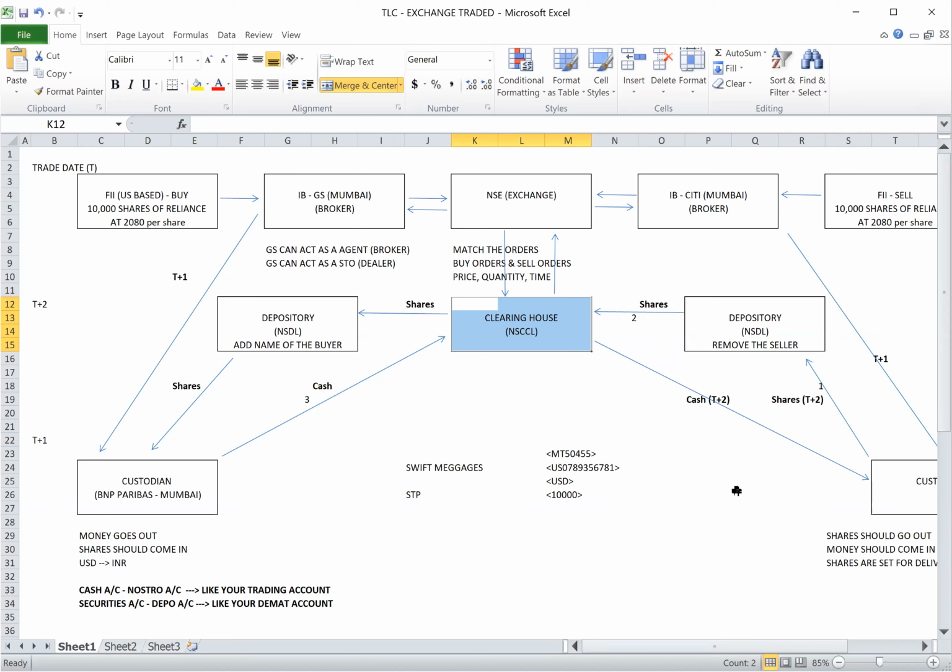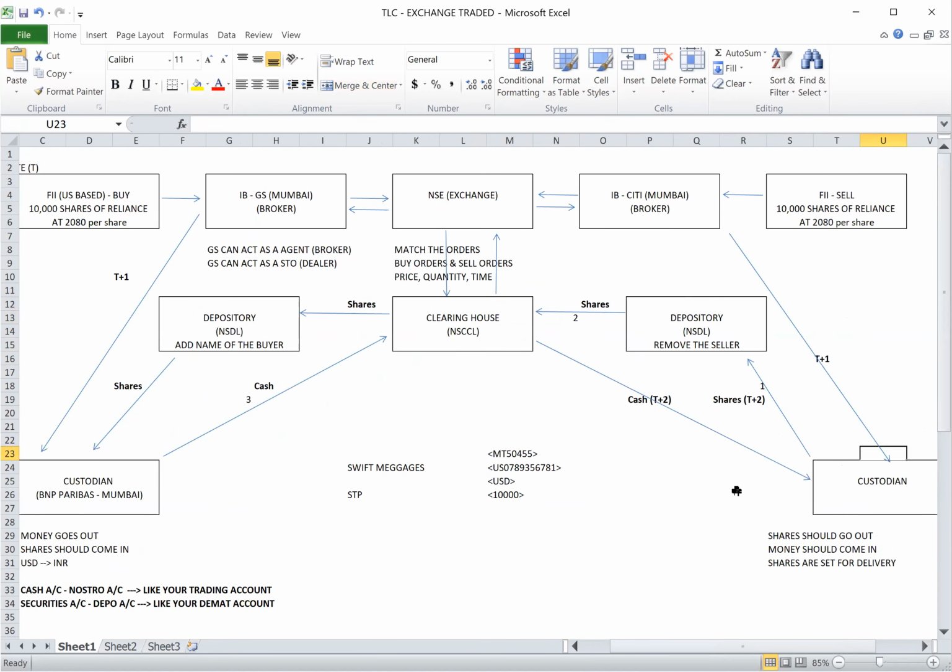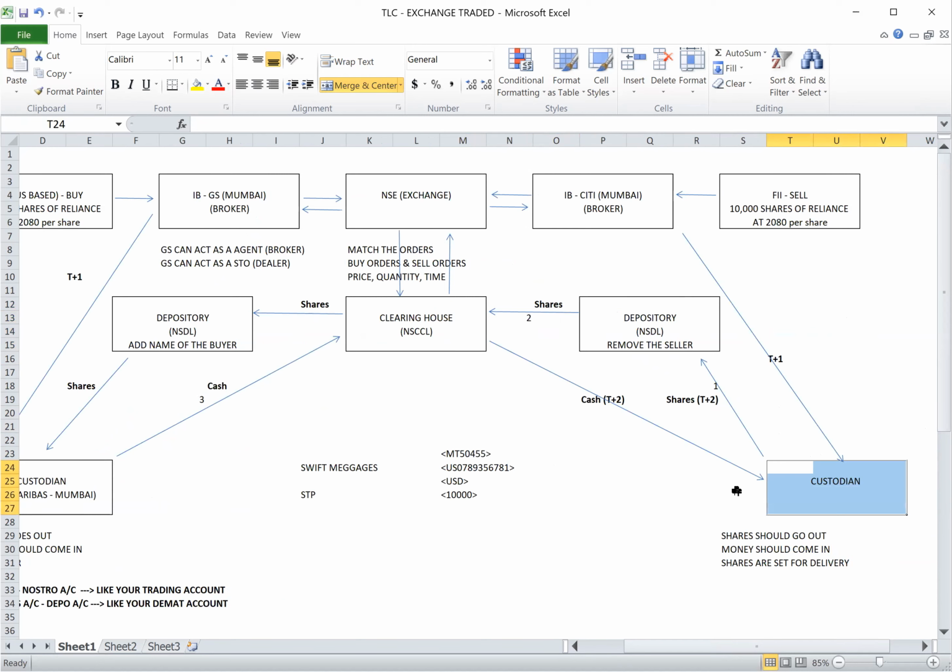Depository part? Okay. See, the legal ownership of shares needs to change. Would you agree? Yes, sir. If you sell the shares, you should not be the legal owner anymore. So who would change the legal ownership of the shares? Depository. It is the role of the depository to convert the shares into electronic form and to change the ownership of the shares. Who does this? Depository does this.